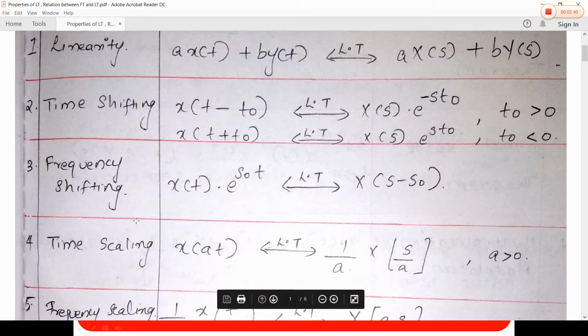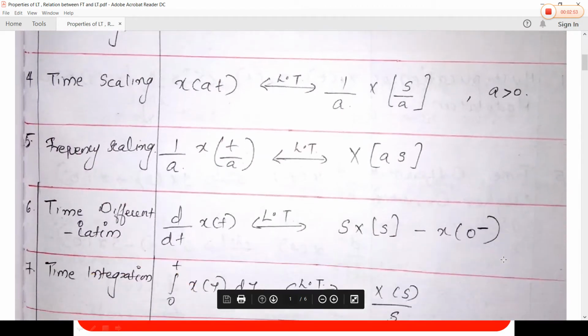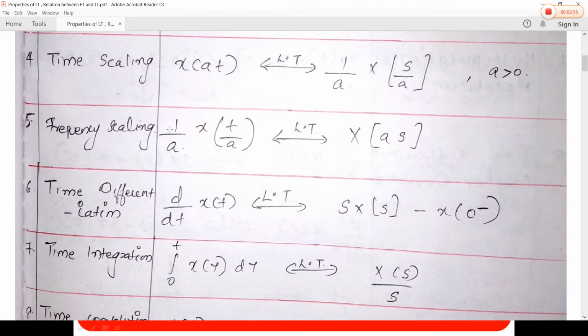Next is the time scaling property, that is x of at. If you are taking the Laplace transform, it will give you in the frequency domain 1 by a x of s by a, for which the scaling factor a is greater than 0. Frequency scaling is given by 1 by a x of t by a will have a scaled version in the frequency domain, that is capital X of as.